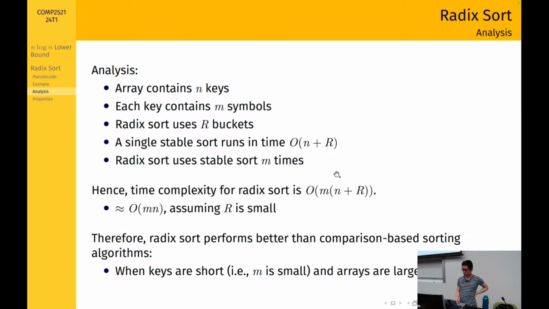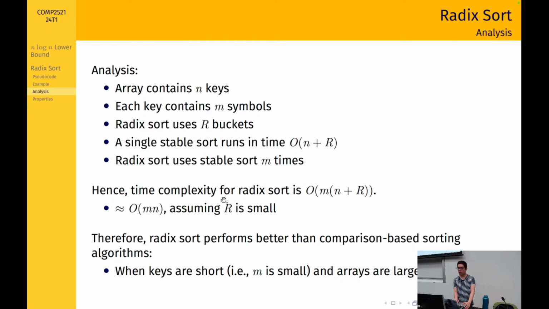Okay, and if r is relatively small, like let's say we're dealing with numeric keys here where r is equal to 10, then that's a pretty small constant, so we can drop that. Right? For alphabetic keys, r would be 26. We can drop that because that's a relatively small constant. Right?